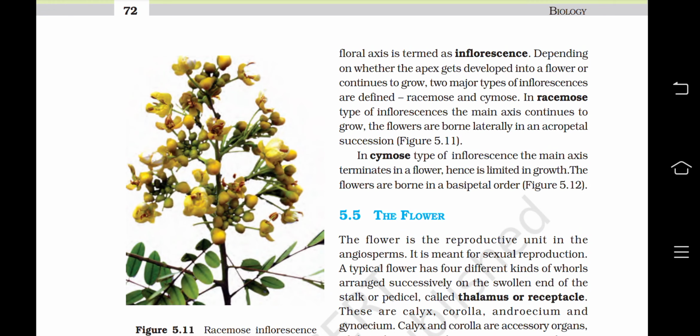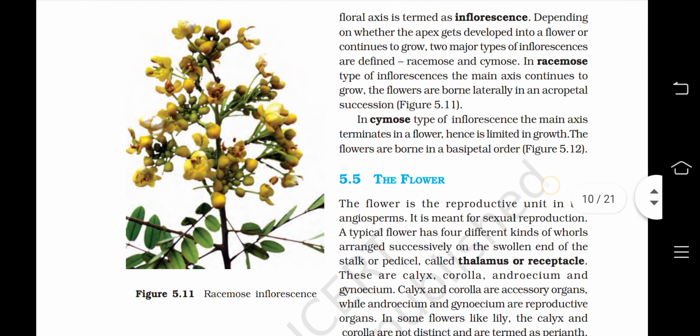Depending on whether the axis gets developed into a flower or continues to grow, two major types of inflorescence are defined: racemose and cymose. In racemose type of inflorescence, the main axis continues to grow. The flowers are borne laterally in an acropetal succession. In cymose type of inflorescence, the main axis terminates in a flower, hence is limited in growth. The flowers are borne in a basipetal order.